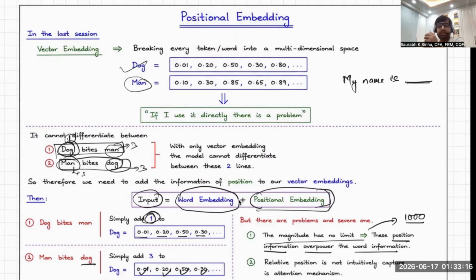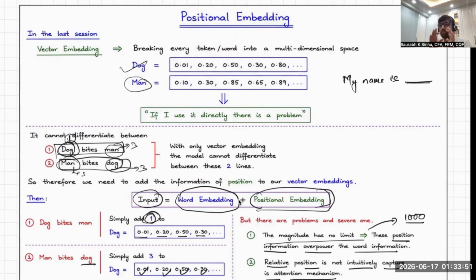The second problem, which you might not understand right now until I give you the example, is that the relative position is not intuitively captured in the attention mechanism. The relative position may not be captured in the self-attention mechanism intuitively. It's not saying it won't get captured. It is saying that in the self-attention mechanism, it won't get captured intuitively.